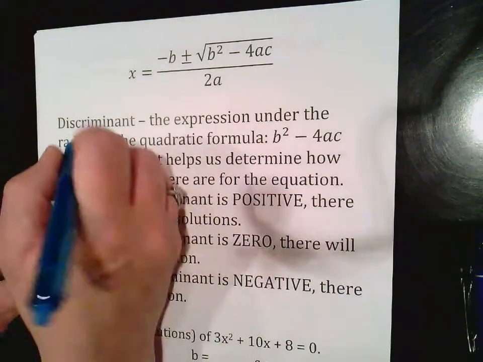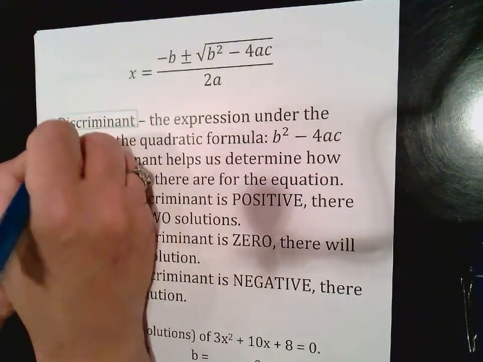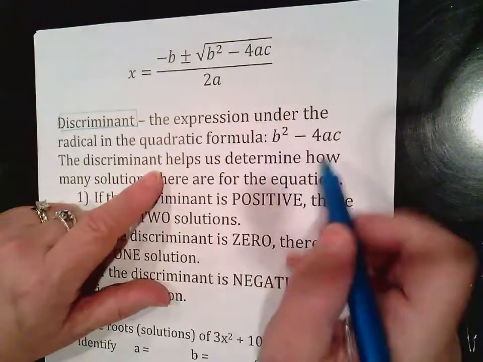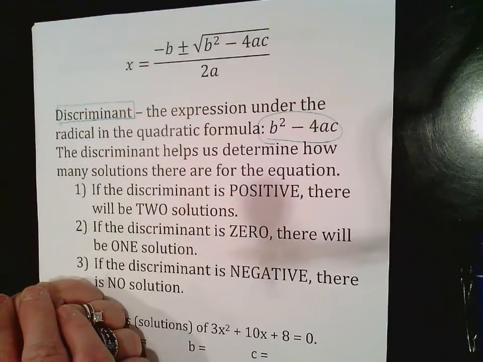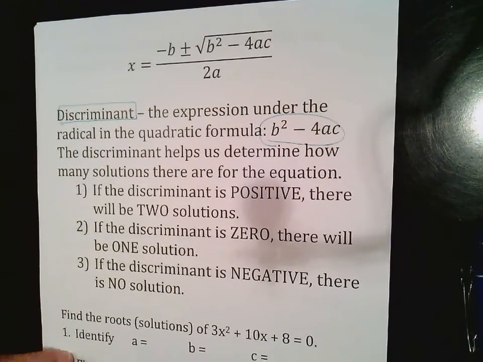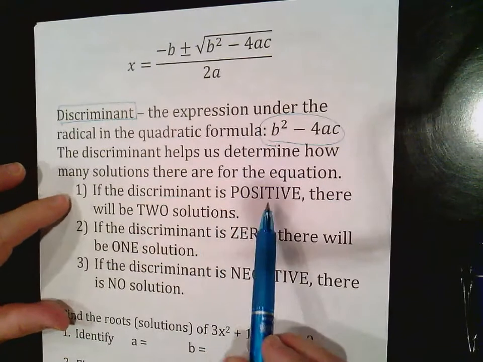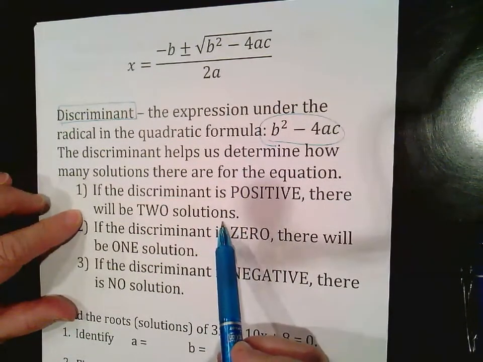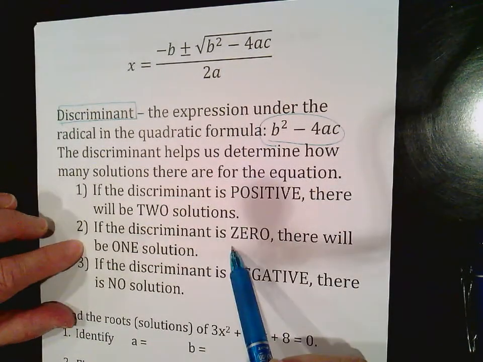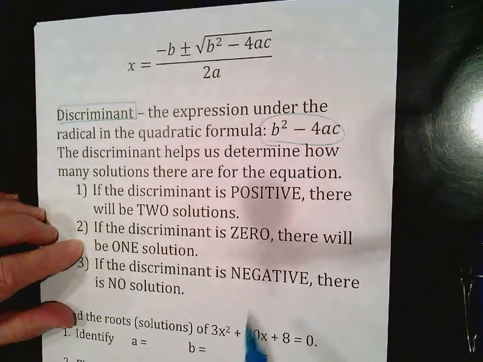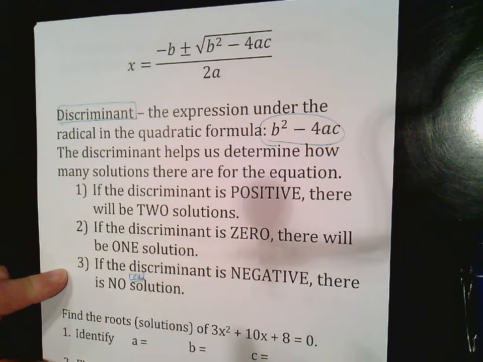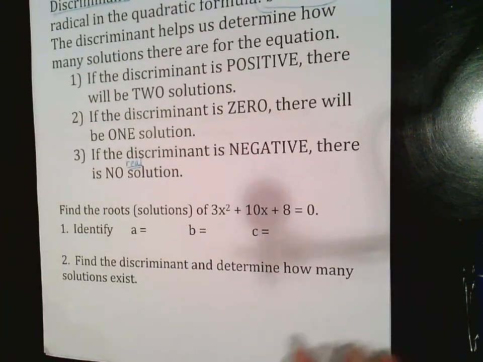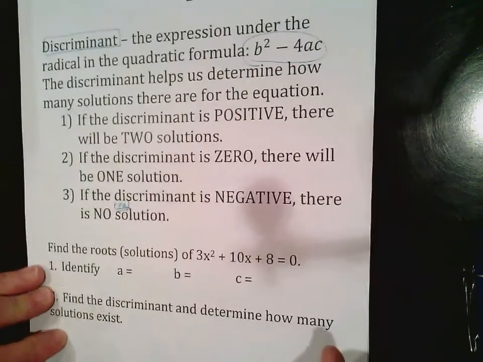Okay, the discriminant is the part underneath the radical. So this part of it is your discriminant. The discriminant helps us tell how many solutions there are. And we've sort of learned this already. We know under the radical, if it's positive, there's going to be 2 solutions. If it's 0, that's the only time we have 1 solution. And if it's negative, it says no solution, but it's no real solution. Because in Algebra 2, we're going to learn there's such things as imaginary solutions. But for now, if it's negative, there's no solution.